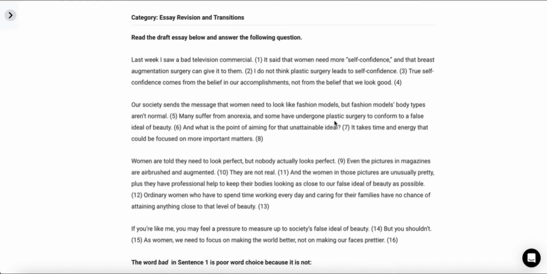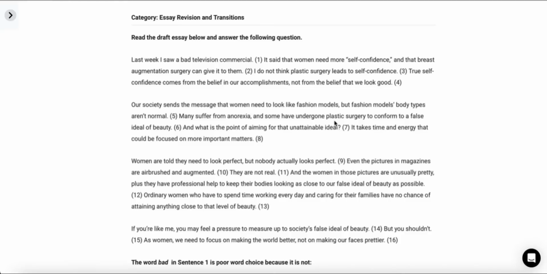Read the draft essay below and answer the following question. Last week I saw a bad television commercial. It said that women need more self-confidence and that breast augmentation surgery can give it to them. I do not think plastic surgery leads to self-confidence. True self-confidence comes from the belief in our accomplishments, not from the belief that we look good.